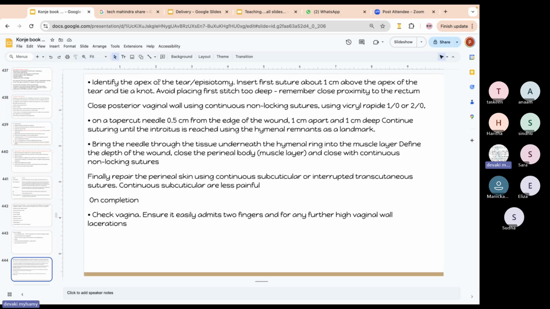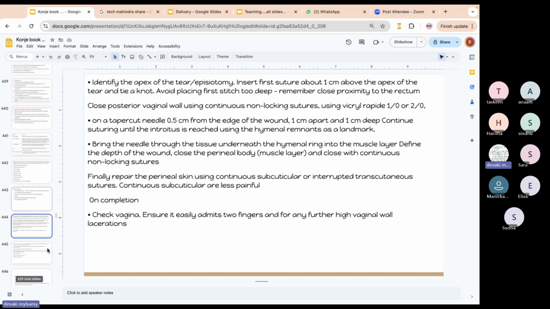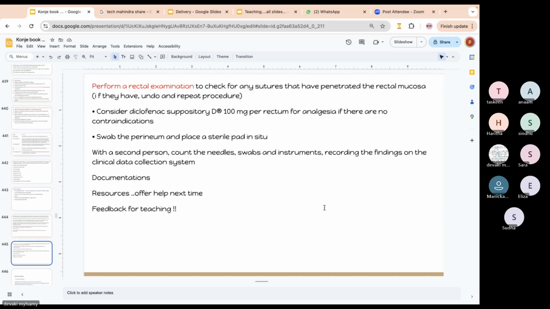Another important point: once completed, check the vagina to make sure you have not tightened the vaginal introitus too tightly. At least a 2-finger PV should be possible with ease. Again, perform a rectal examination. This you had missed actually. Yes, ma'am, this is my safety point, that's the reason I had mentioned it in red. So perform a rectal examination to see whether there is any rectal or mucosal penetration by the suture.